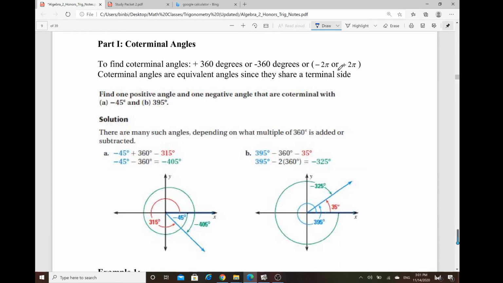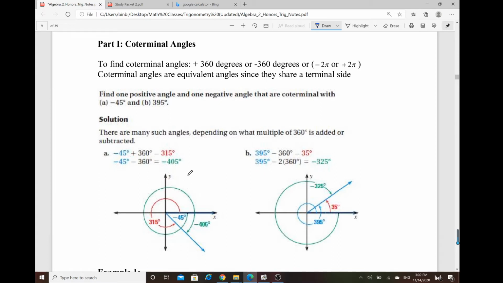Imagine that we go around the unit circle, or around the circle once. That means you rotate 360 degrees, so you're going back to the exact same position, like a merry-go-round or a Ferris wheel. So basically, coterminal angle is the same idea: we want to find an angle that ends up with the same terminal side.